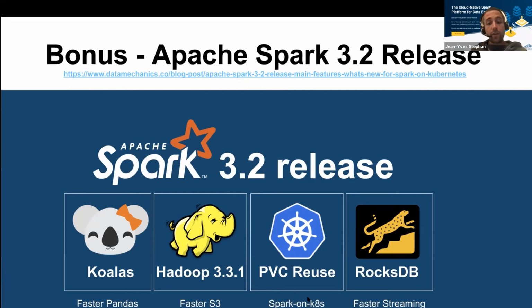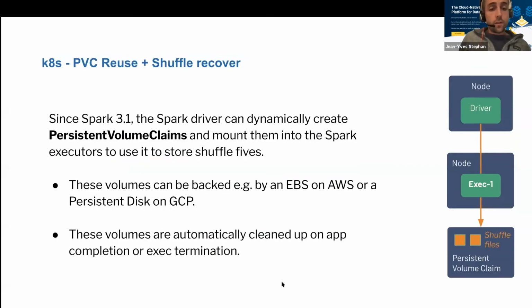A last feature that I'm particularly excited about, because our platform only runs Spark on top of Kubernetes, and this is a Kubernetes specific feature. It's called PVC reuse. I actually have a couple of slides to go deeper into it. So PVC reuse. Since Spark 3.1, it's possible to provision persistent volume claims, basically Kubernetes volumes, and mount them into the Spark executors. These are volumes that could be backed, for example, by EBS on Amazon.